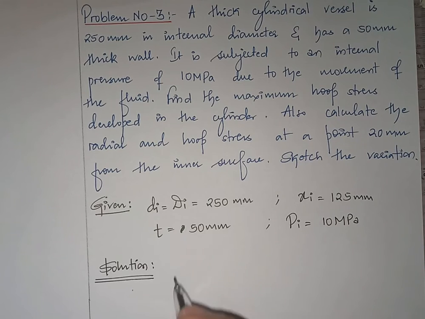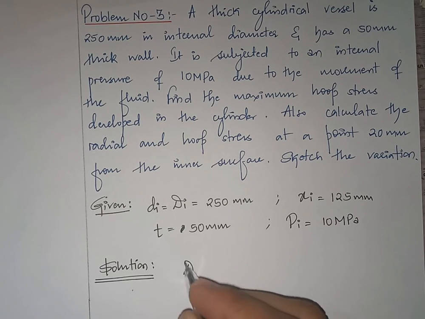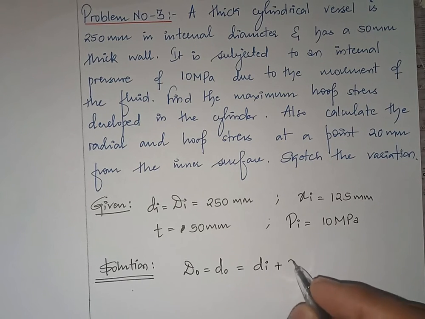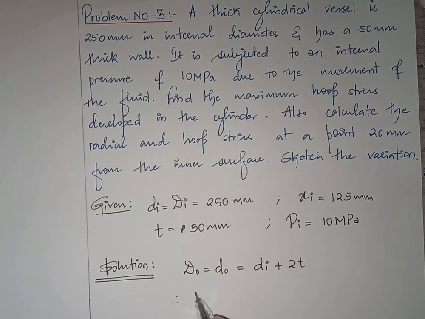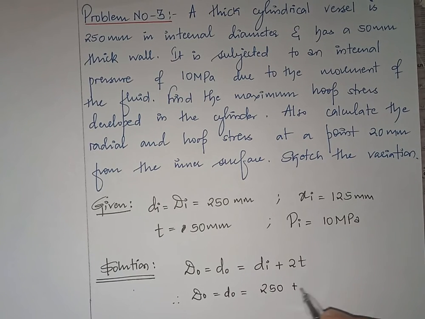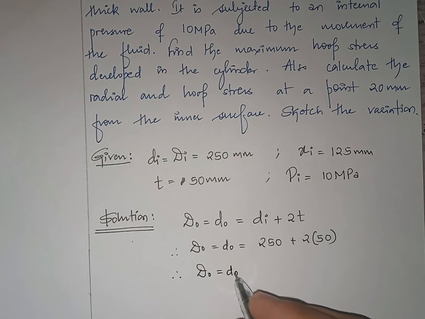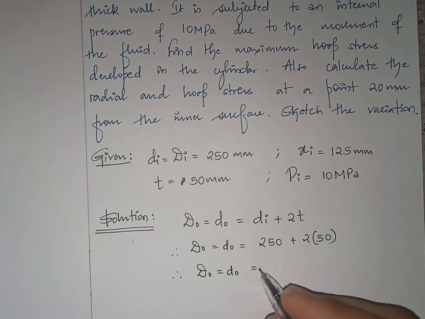Initially we know that d naught, that is the outer diameter of the cylinder, is equal to inner diameter plus 2 times thickness, right? So the outer diameter will be 250 plus 2 into thickness, 50 mm. Therefore d naught will be equal to 350 mm.